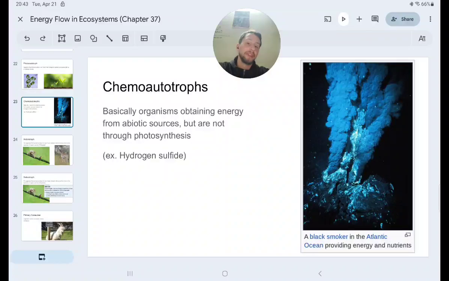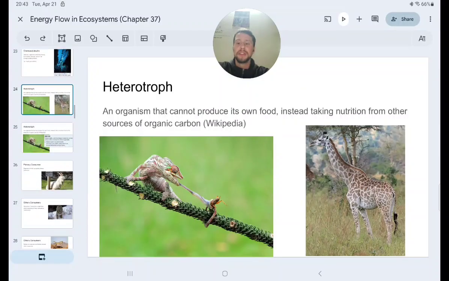They get energy from hydrogen sulfide. I did not remember the exact compound. Here's a picture of where they're getting their energy from. You can look that up if you want, chemoautotrophs at the bottom of the ocean. Organisms that aren't primary producers are heterotrophs. This is an organism that cannot produce its own food, and instead takes nutrition from other sources of organic carbon.